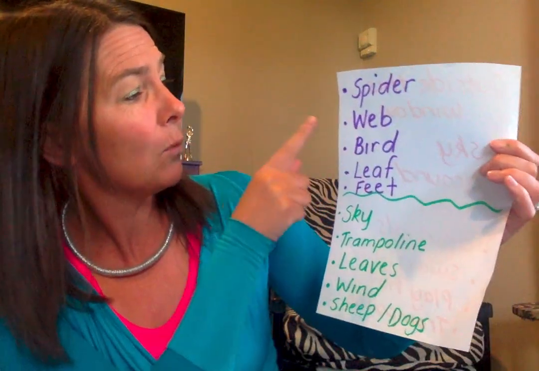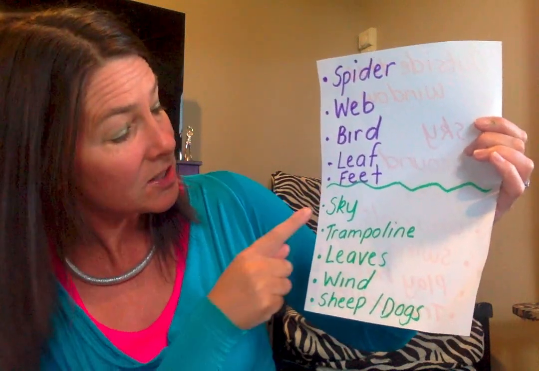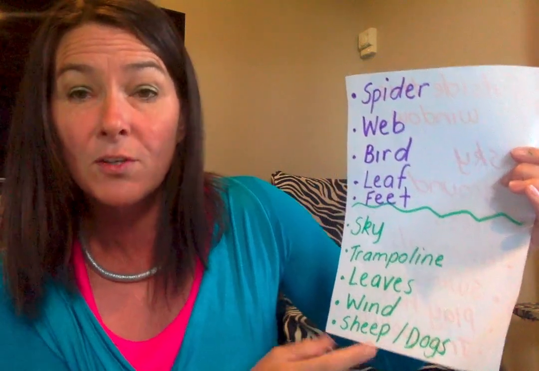Now, if you don't want to do it outside your window, you can use the picture that I did with the spider and the leaf, the spider clinging to it. So remember the nouns that we used in that one. It was spider, web, bird, leaf, and feet. And in Lucy's was sky, trampoline, leaves, wind, sheep, and her pet dogs at home.